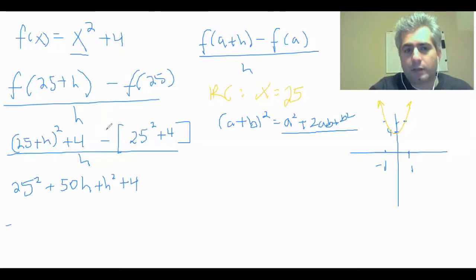And now I'm going to distribute the negative into the brackets. If you remember, the negative is outside of the brackets, and there are 2 terms in the brackets, 25 squared plus 4. So we distribute the negative across each of the terms in the brackets. So negative 25 squared minus 4, and all of that's over h.